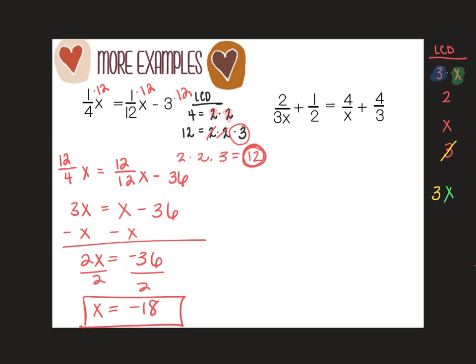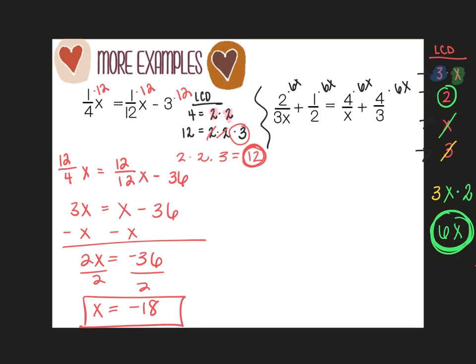That means I don't have to count this x because I've already used it. But I haven't done this 2 yet, so I do need to include the 2. So 3 times 2 is 6, so I want to use 6x, and I'm going to multiply everything by 6x. So basically, you just have to make sure that you count every single number when you go through these. So I'm going to multiply by 6x here, by 6x here, 6x, 6x.